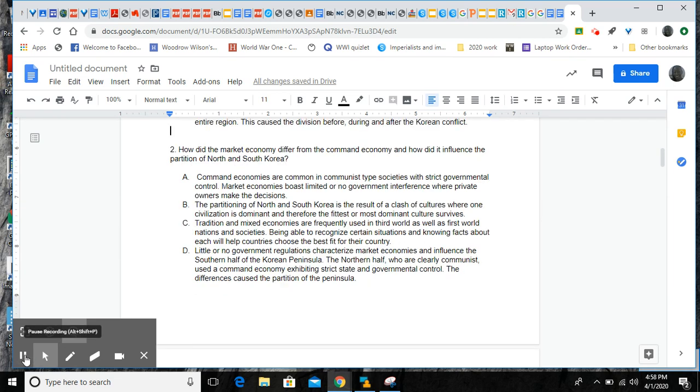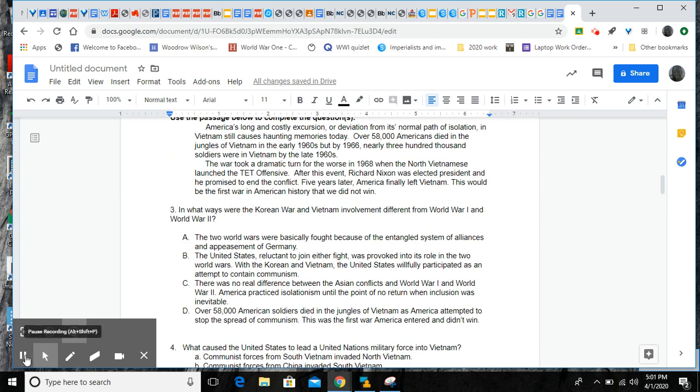Number two is a little tricky because you have to give a lot of information. You have to look for information on the market economy, the command economy, and how did it divide or partition North and South Korea. So although the passage will help you, the direct answer won't come from the passage. But you still need to boldface and put a number two beside the evidence in the passage. Make sure you pause.